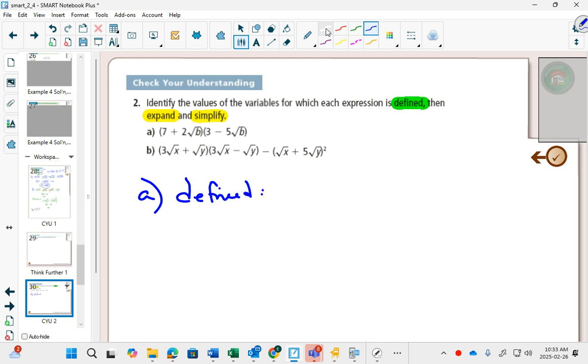We're not allowed to take square roots of negatives. Do we have square roots? Yes. Do we have a variable inside that square root? Yes. Can you see that if b is negative, it would be bad? So it is defined when b is bigger than or equal to 0.